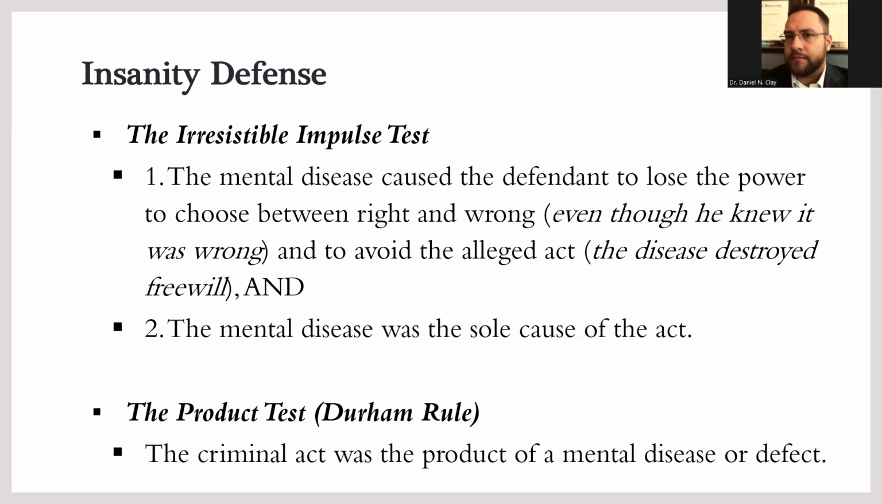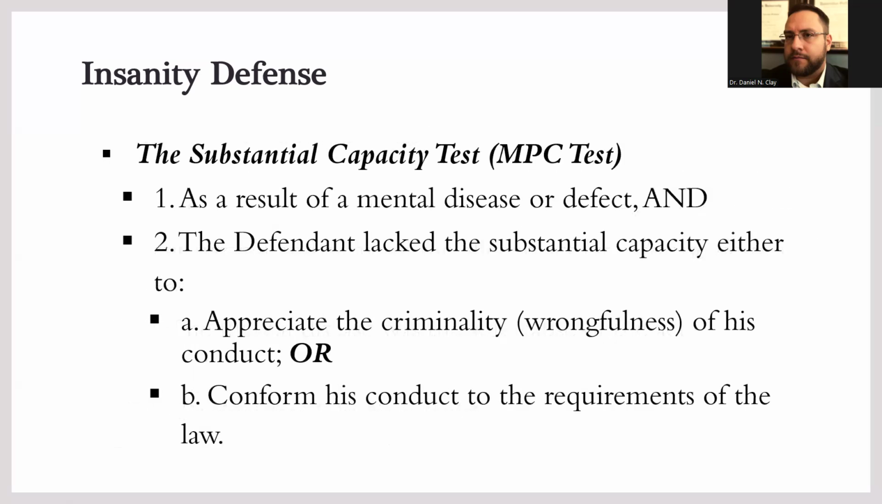The irresistible impulse test kind of supplements insanity, but where most states lie, and what we'll talk about in this course, is the substantial capacity test. This is what the Model Penal Code uses. It's pretty similar to M'Naghten. You're saying that the crime is, one, the result of a mental disease or defect, and two, the defendant lacked the substantial capacity either to appreciate the criminality or wrongfulness of their conduct, or to conform their conduct to the requirements of the law.